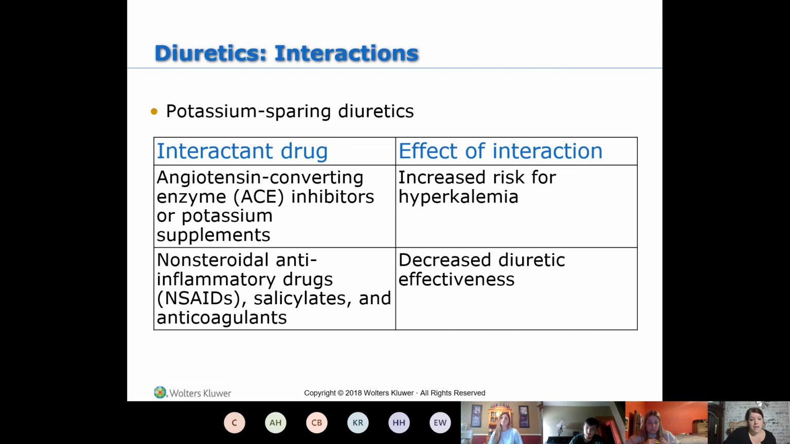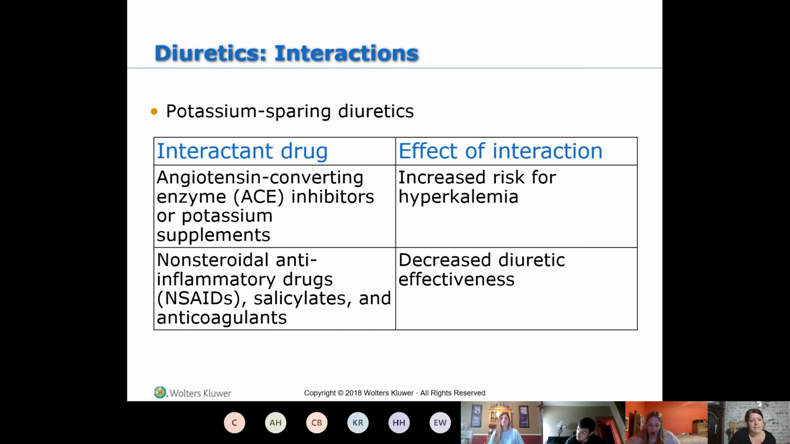ACE inhibitors can increase the risk for hyperkalemia. And the way that I remember this, some ACE inhibitors have the name like potassium at the end. Like, for their generic name, it'll say losartan potassium is the name of the drug. So that may help some, but it's just hard to remember. You just have to kind of tuck it away and make some random flashcards.